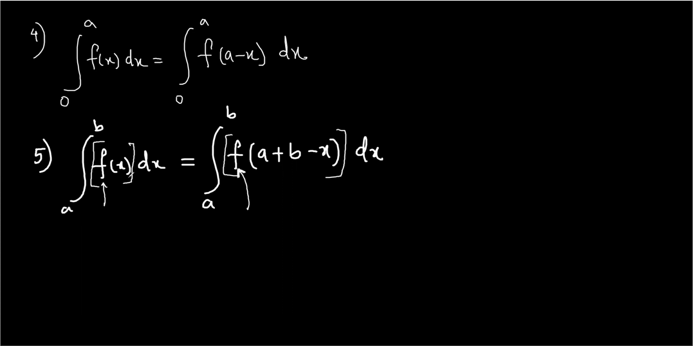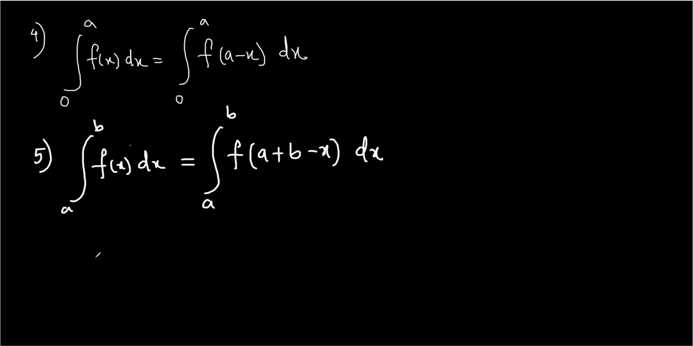So what is the change? On the left hand side, I have the variable in the function as x, whereas on the right hand side, the variable is lower limit plus upper limit minus x. I repeat, what has x been replaced by? x is replaced by lower limit plus upper limit minus x. So I will give you an example for this. The example would be as follows.